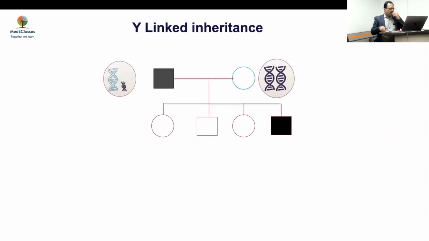It is not a clinically relevant thing. Why is Y-linked inheritance not very important? Because Y is an orphan chromosome. It has hardly anything, and people say the Y chromosome is shrinking, so maybe we are all heading towards XO. Basically Y has very limited genes, so Y-linked inheritance is very, very rare.